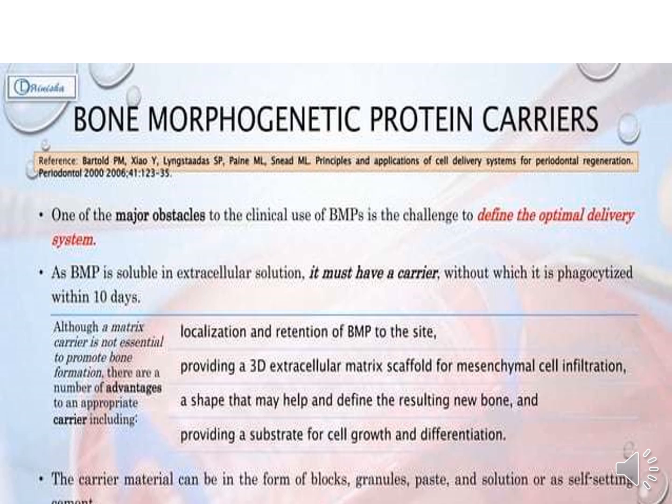So although a matrix carrier is not essential to promote bone formation, there are a number of advantages to an appropriate carrier, including localization and retention of BMP at the site, providing a three-dimensional extracellular matrix scaffold for mesenchymal cell differentiation, a shape that may help define the resulting new bone, and providing a substrate for cell growth and differentiation. The carrier material can be in the form of blocks, granules, paste, solutions, or a self-setting cement.